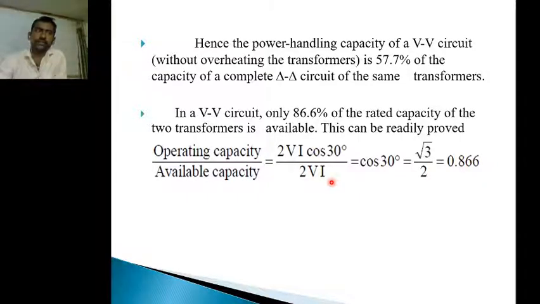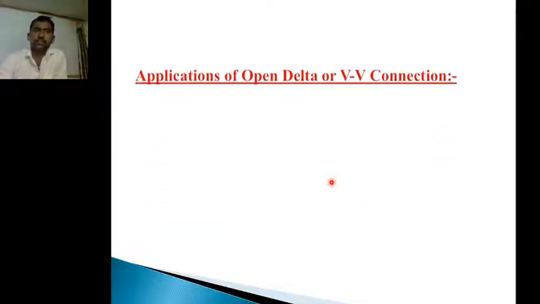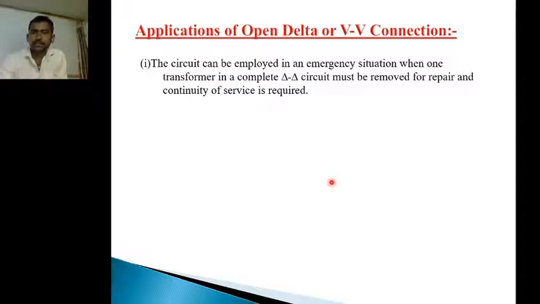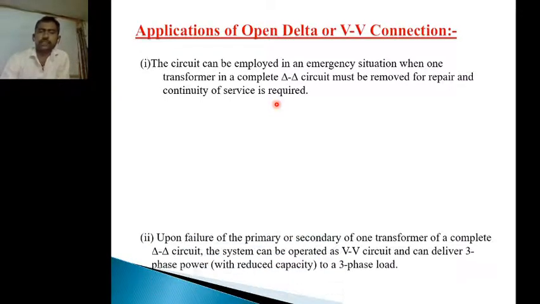However, this open delta configuration has some applications. What are the applications? The first application is that the circuit can be employed in an emergency situation when one transformer in a complete delta-delta circuit must be removed for repair and continuity of the service is required. If any one transformer is damaged and you want to remove it for repair, and at that time you want to maintain the continuity of the service, then this open delta configuration is very useful.